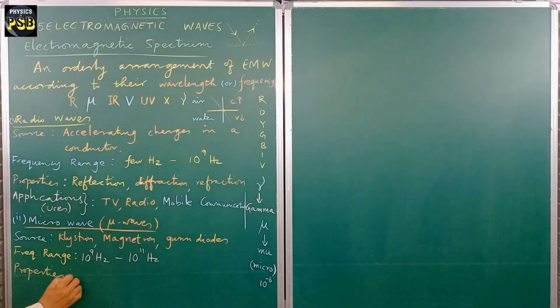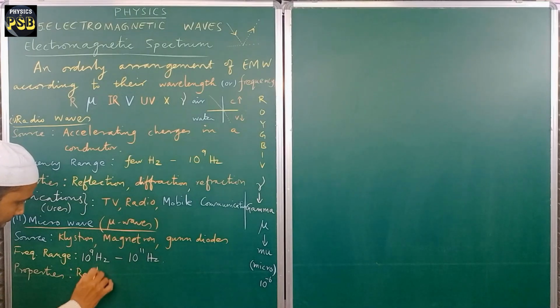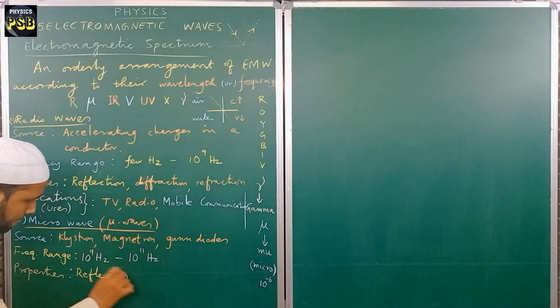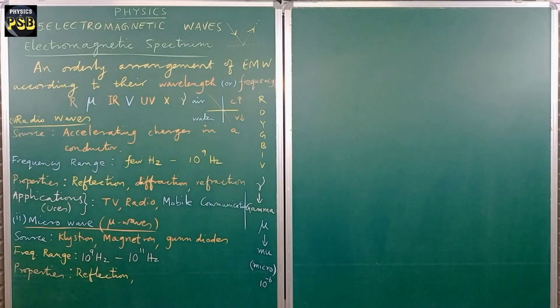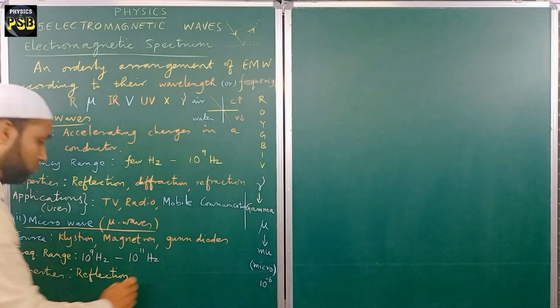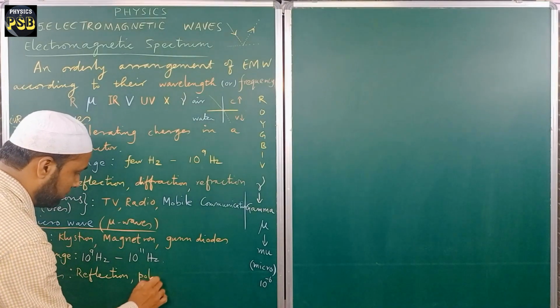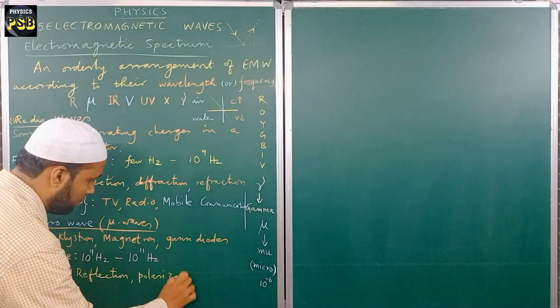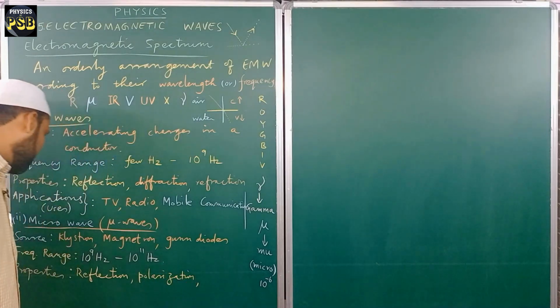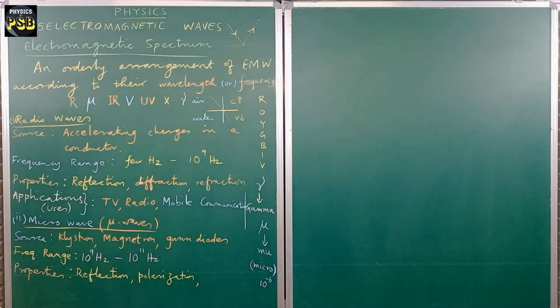Third, properties. Now, what are the different properties it shows? The first property is reflection. It also exhibits polarization. Apart from this, it shows refraction as well. So these are some of the properties of microwaves.